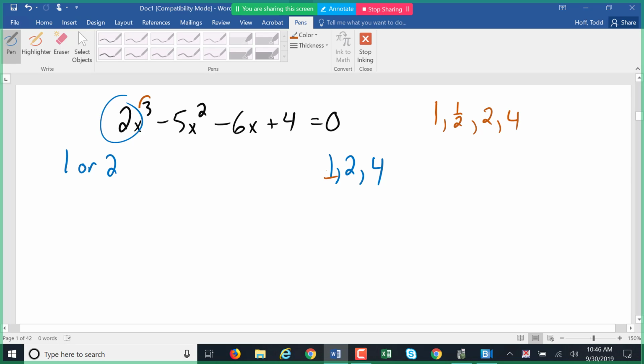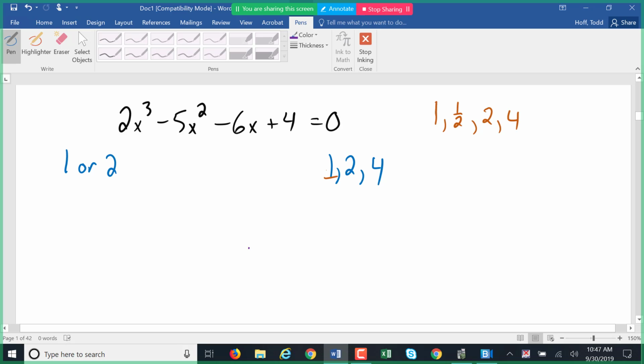Now again, since this is a power of 3, I know that if I can find a single factor and divide it out, I'm going to be down to x squared. And x squared, I know how to factor. So I just need to find one of these that works. Now, if that were a power of 4, I'd need to find 2 of them that worked.